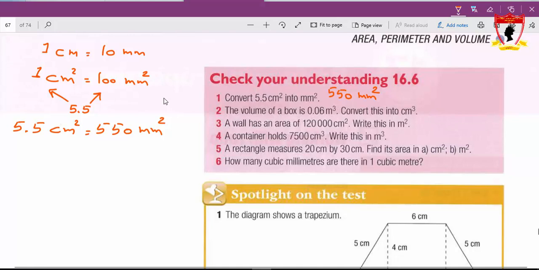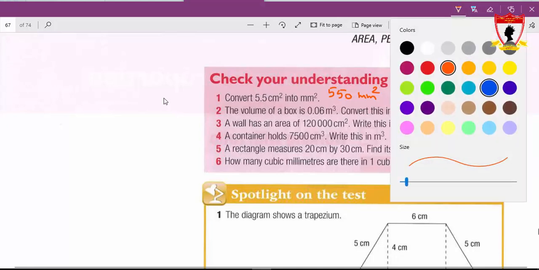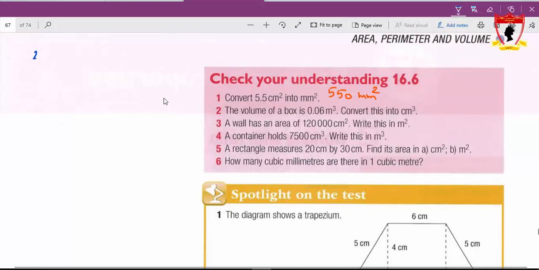The volume of a box is 0.06 meter cube. Convert this into centimeter cube. Then the relation between meter and centimeter is 100. When the meter becomes cube, the 100 becomes cube. Let's write what I just said here. 1 meter cube is 100 cube centimeter. Okay, so it means 1 meter cube is equal to 1 million.